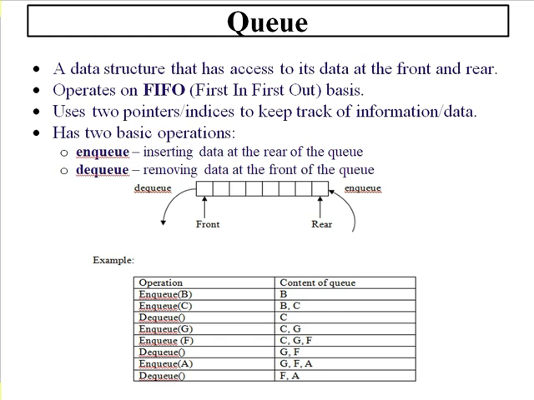Here, we can visualize this data structure as a container that is horizontally oriented and has an opening on both sides, one from the rear side and one from the front side.